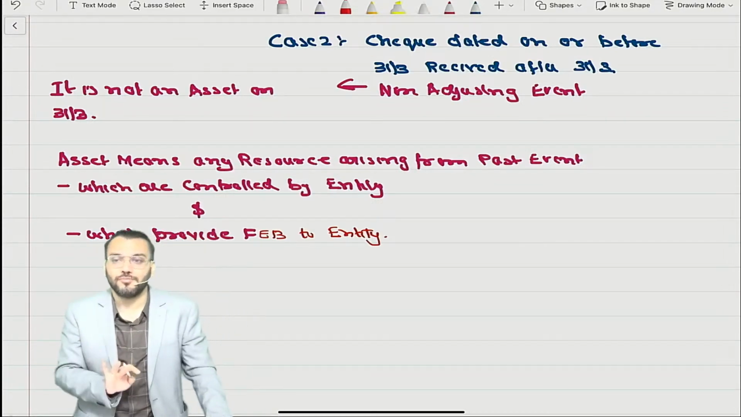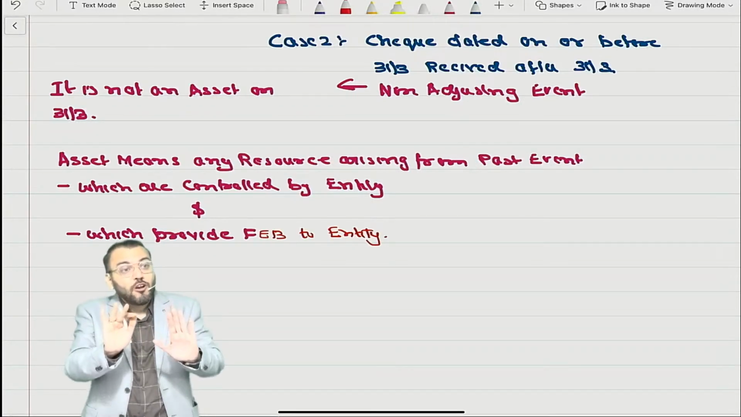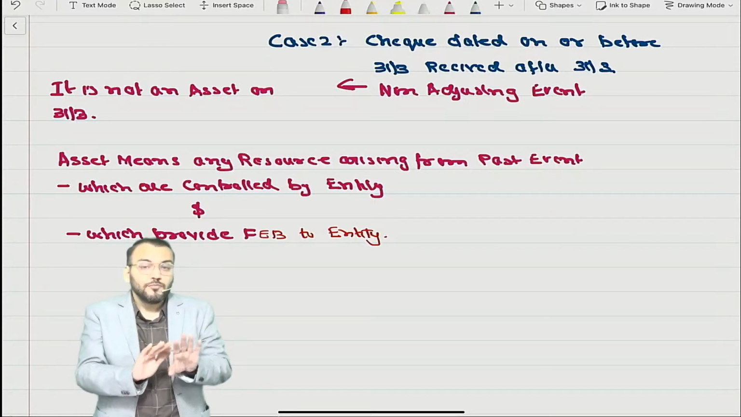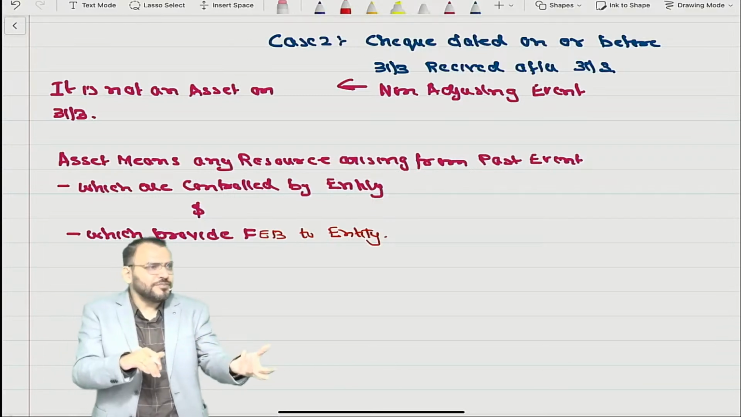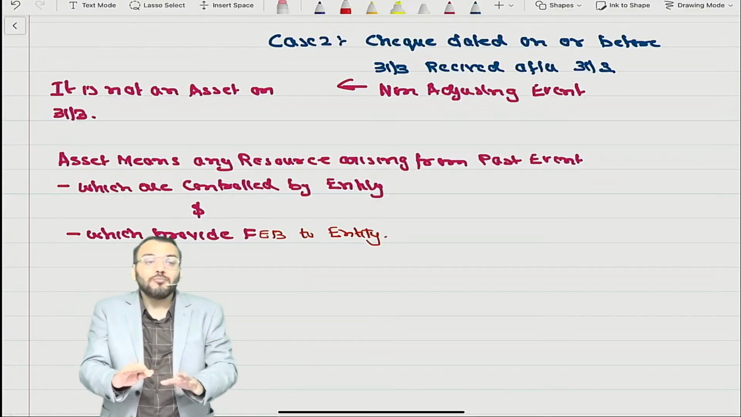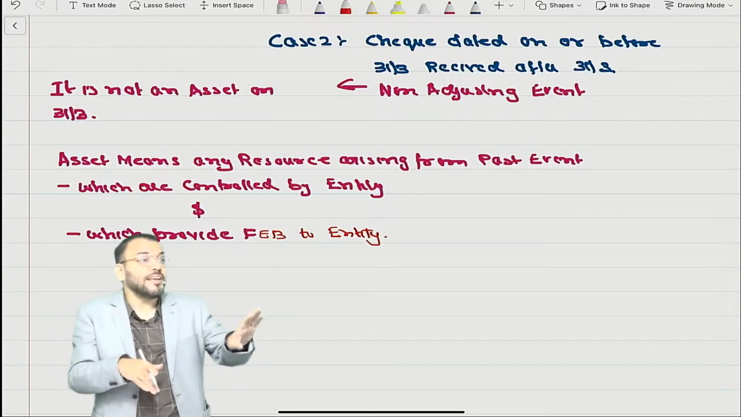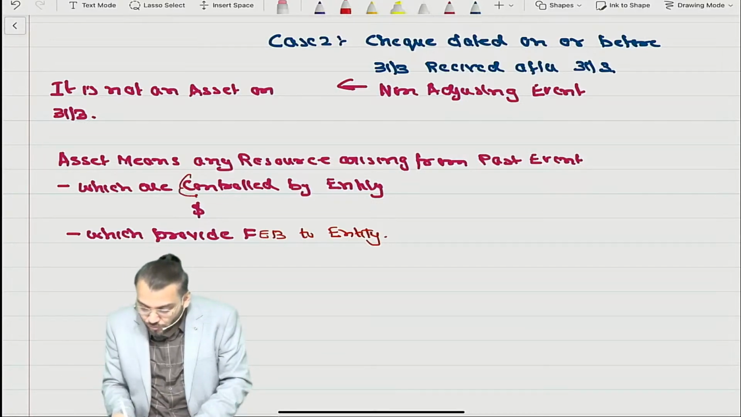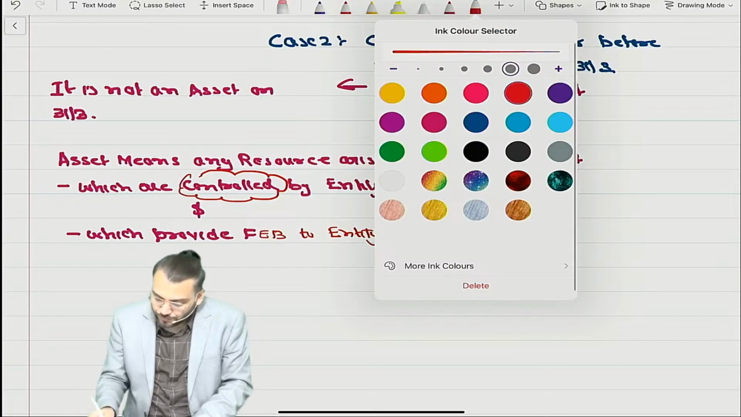Which are under control. Control does not mean ownership. Without ownership, an asset may be under our control. Best example, leased asset. In a leased asset we are not the legal owner but it is under our control. Therefore as per AS 19 we recognize it as an asset. So it should be under control. Understood?